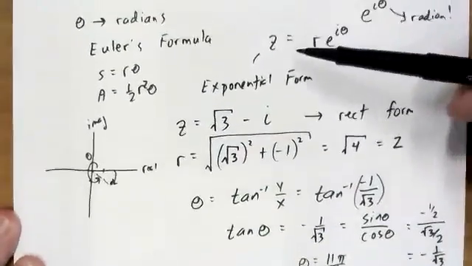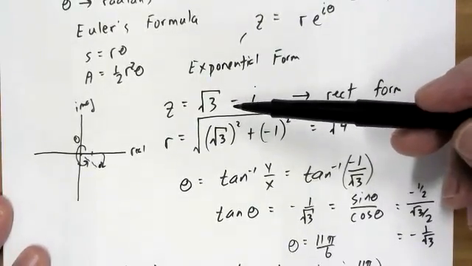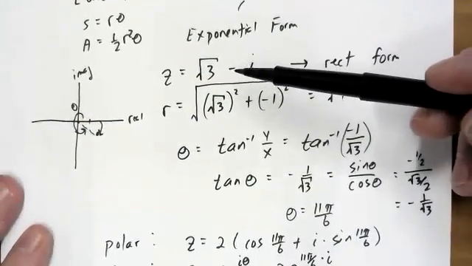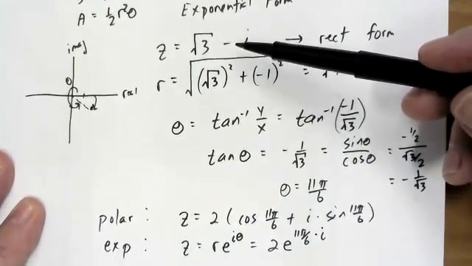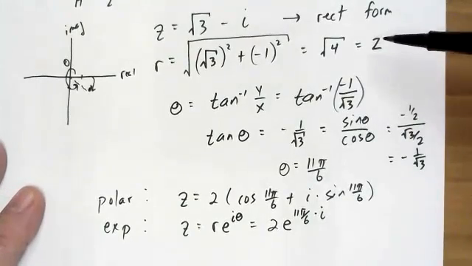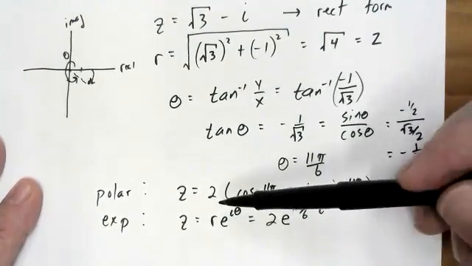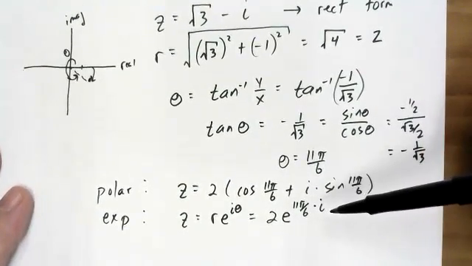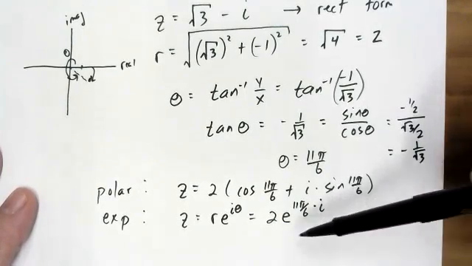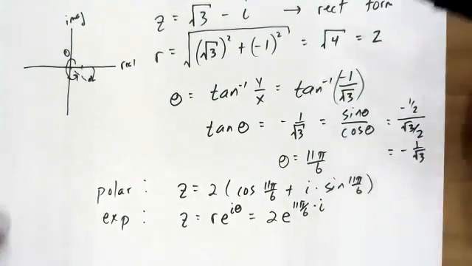So just to summarize, here's this initial complex number in rectangular form. We wanted to rewrite it in polar form, which we've already learned about. So this was sort of review. So here's the polar form. We found r to be 2, theta to be 11 pi over 6. Polar form, but now we've got this new way to look at it where we also can write it in what's called exponential form: 2e to the 11 pi over 6 times i.